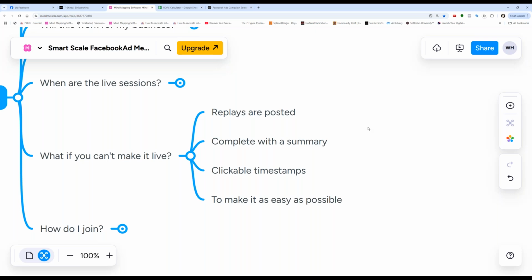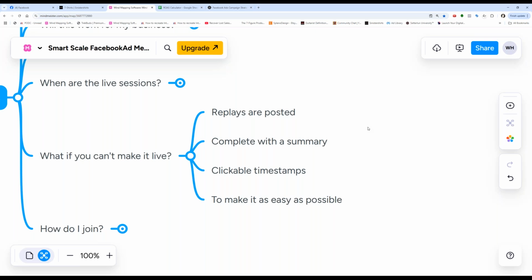And this is something that I recently added: whenever I post a replay, I make sure I've got those timestamps in there. I use AI to go through my video, come up with the 10 key moments in the video, then put the timestamp that you can click, and it will actually fast forward to that part of the video with a description of what I'm talking about and a summary of the whole video.